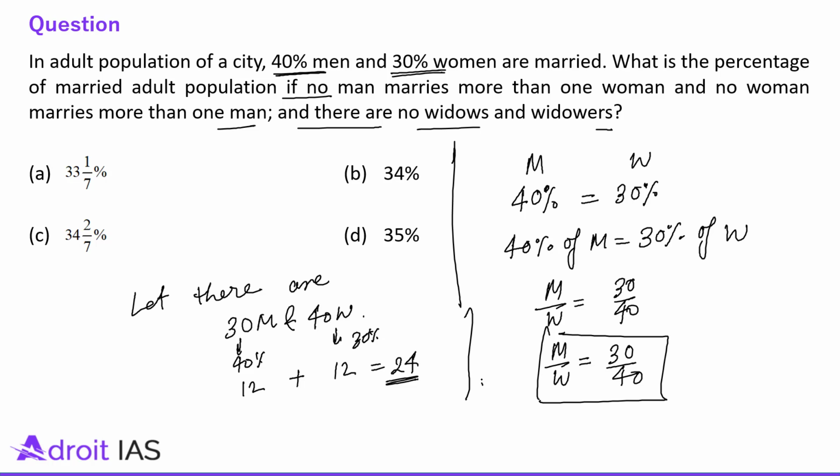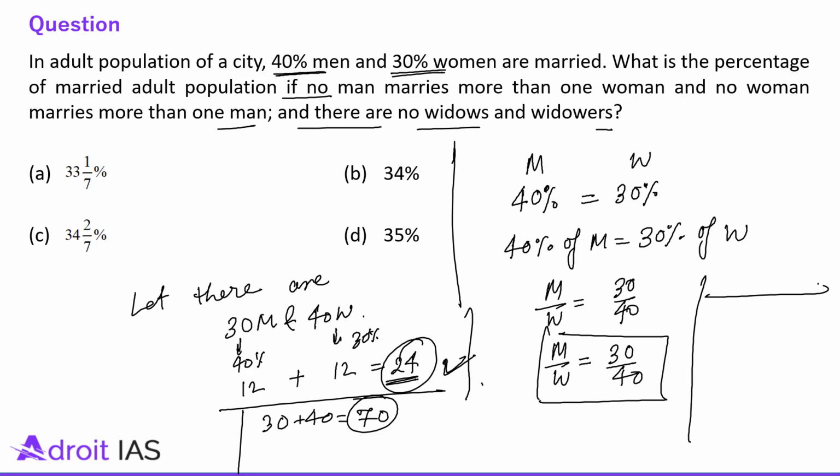So there are total how many people? Total there are 30 plus 40, 70 people in the society. Out of that, 24 are married. The question is asking, what is the percentage of married adult population? So we need to find 24 is what percentage of 70. So 24 by 70 into 100. So this is 240 by 7.